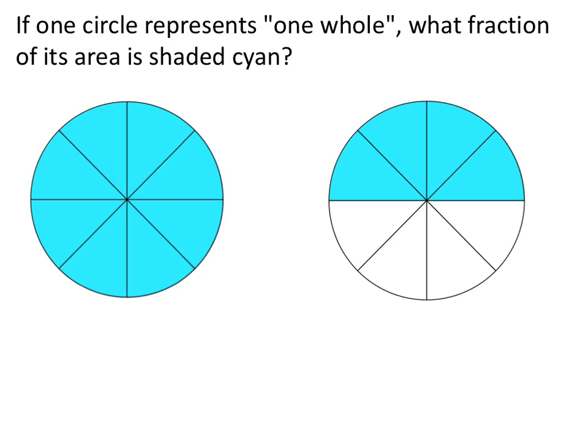Alright, so if one circle represents one whole, what fraction of its area is shaded, I guess that's cyan. Maybe I'm saying that wrong. But in any case, why don't you guys take 15 seconds and see if you can write the fraction of the area that's shaded cyan on this one, okay?